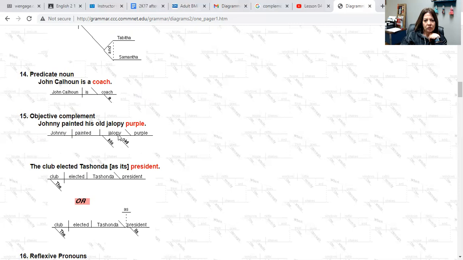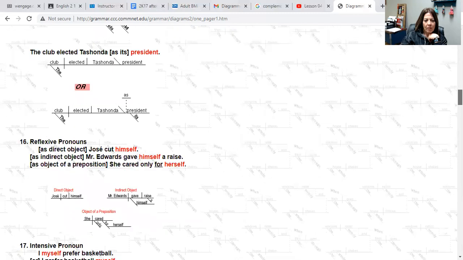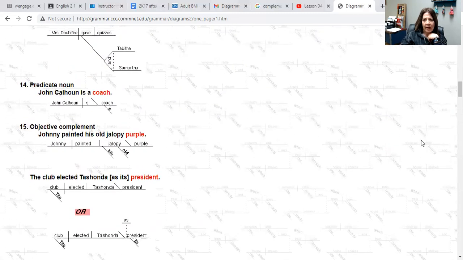The line between your direct object and your object complement, there's a slanted line. Your object complement can also be an adjective, as it is here. So it will rename, identify, or describe your direct object. And in this sentence, you have club, elected, and then the name and president. So president is renaming the person there. And then that's all that I have for right now.